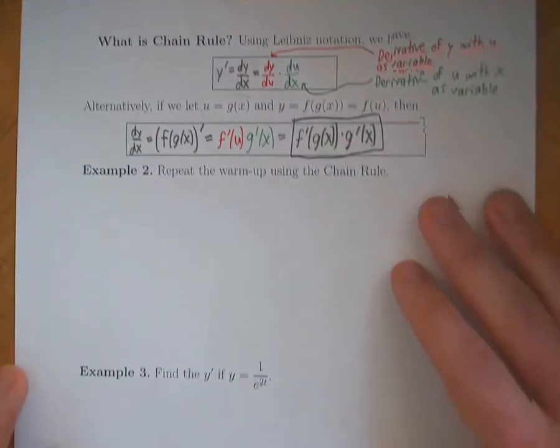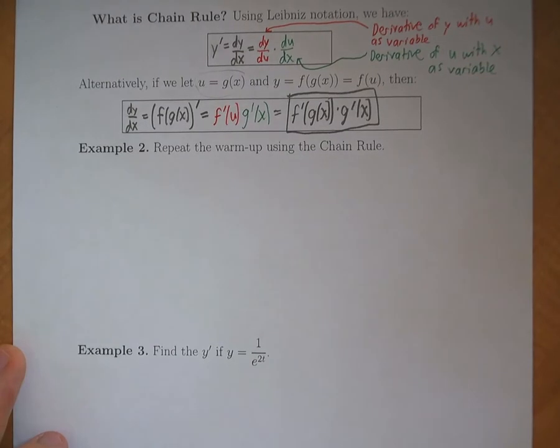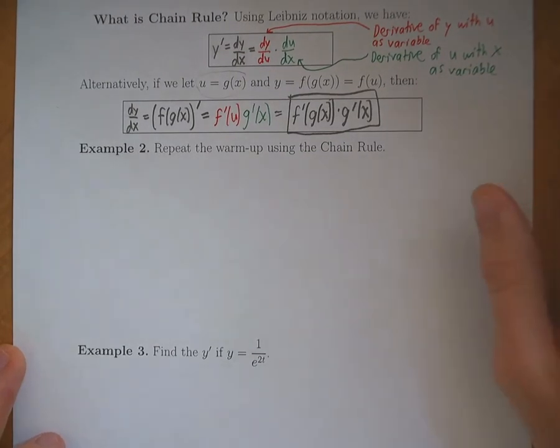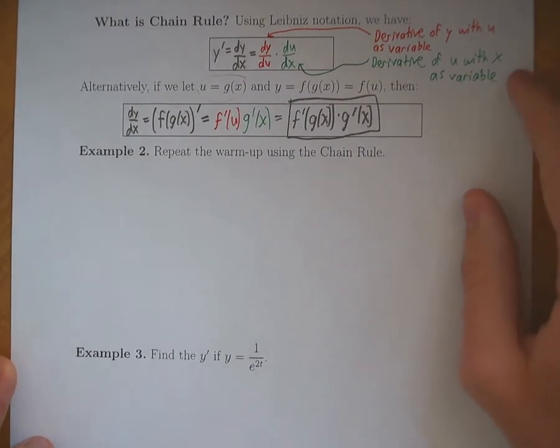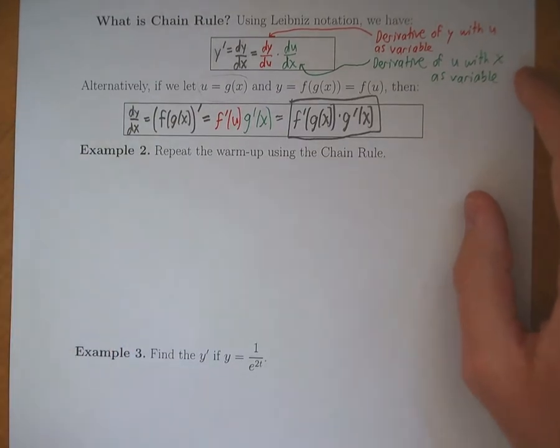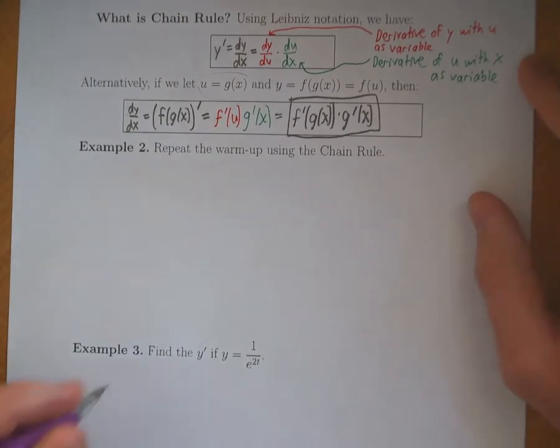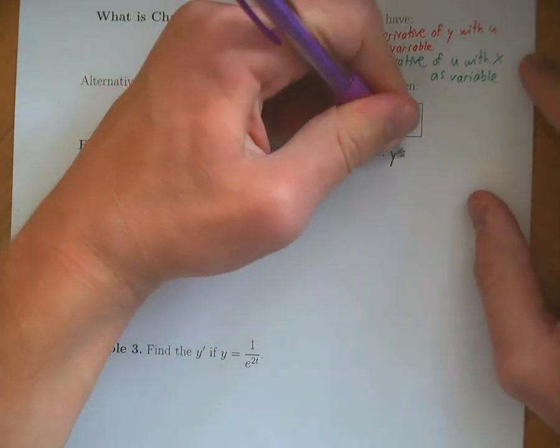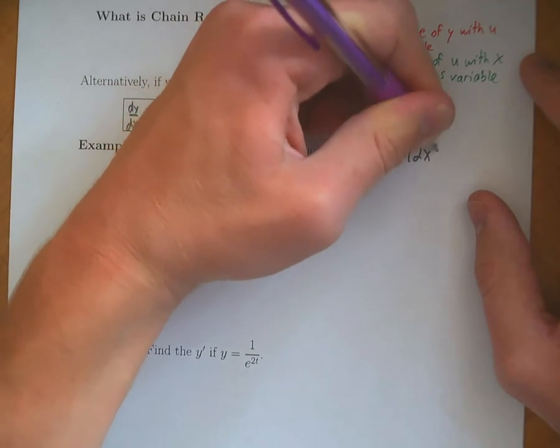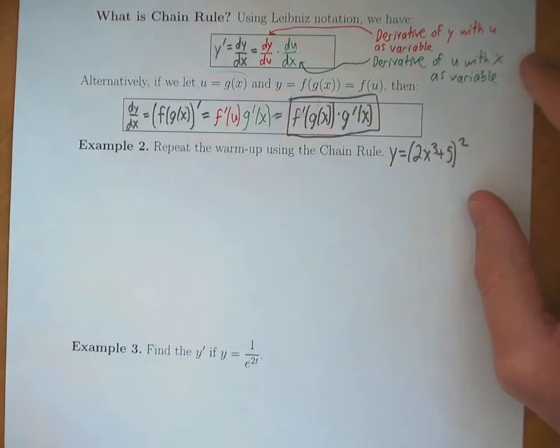Okay? So any questions on that? Alright. So now let's apply this to example 2 here. We're asked to repeat the warm-up using the chain rule. So I'll go ahead and write the function here just so we have it: 2x cubed plus 5, quantity squared.